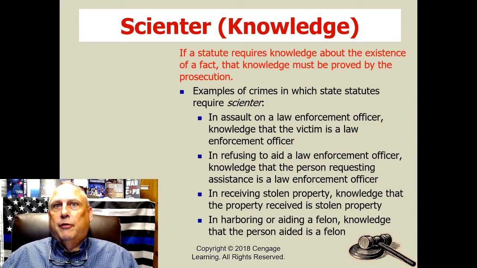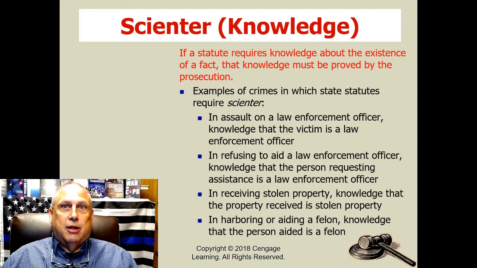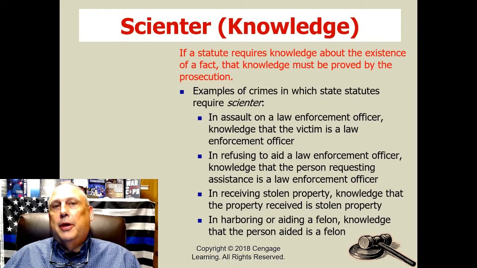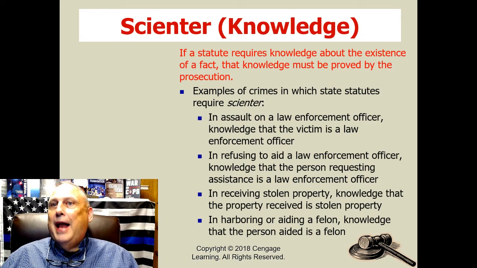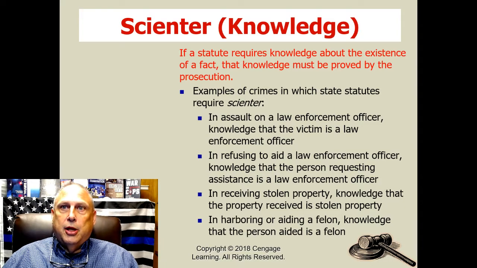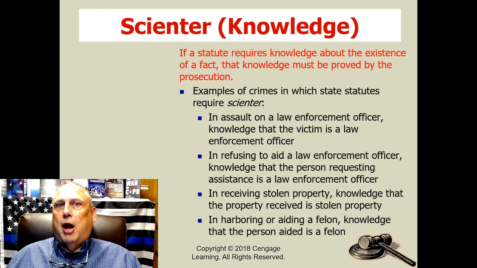In refusing to aid a law enforcement officer, knowledge that the person requesting the assistance is a law enforcement officer is an element of that crime. In receiving stolen property, the knowledge that the property received is stolen property. That isn't the case in all states, but if it is required that the knowledge be there, if that scienter, the knowledge of the property being stolen, is part of the criminal code in that state, then that is one of the elements of the crime.